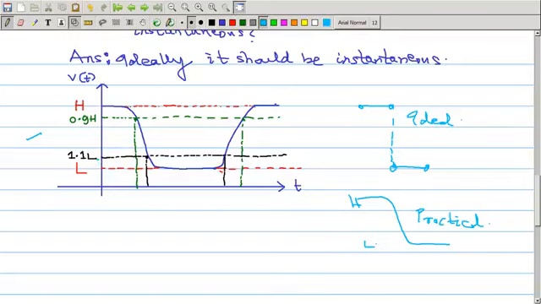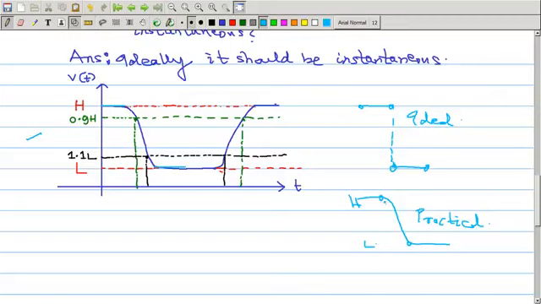The reason is that the high value continues for a finite time, right? And the low value also continues for a finite time. Now it is very difficult to find the sharp edge where the high value has started to fall, or it is very difficult to find the edge where the L value has started to increase.